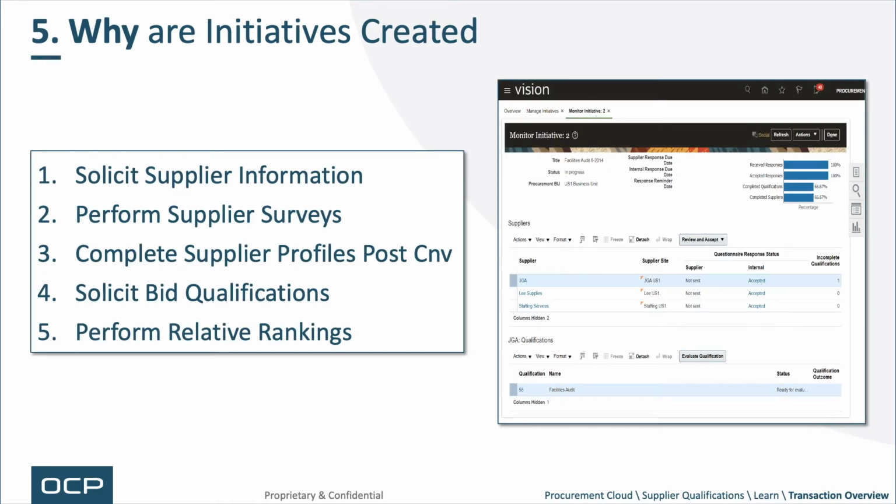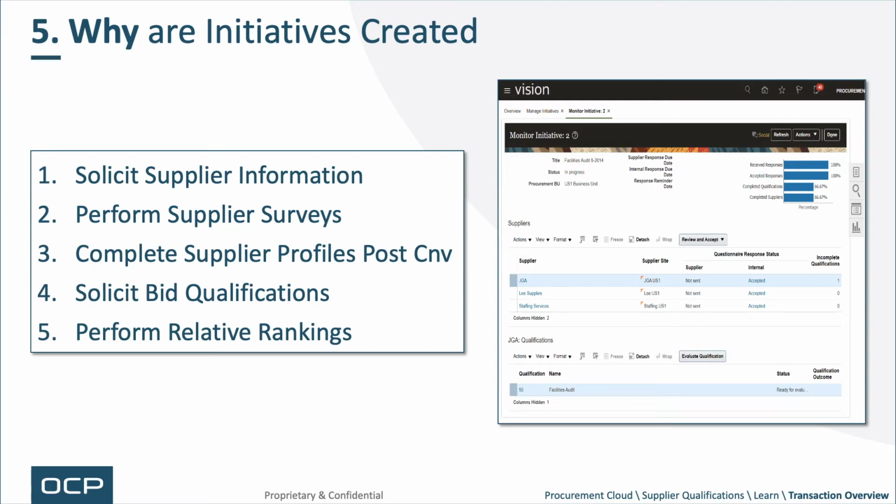Okay, so lastly, why are initiatives created? Well, first you want to solicit supplier information. You might want to perform some surveys. We've talked a good deal about that. Number 3, we've also talked about, you want to complete supplier profiles from a legacy conversion, and you want to add some additional data values. You can use qualifications to do that. You might want to solicit bid qualifications.